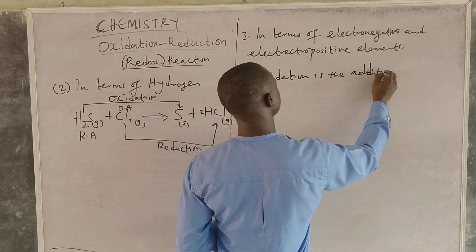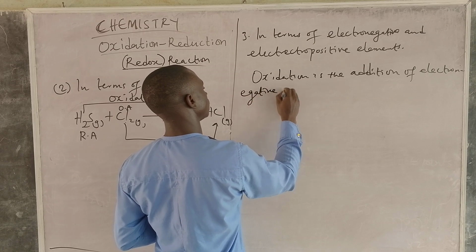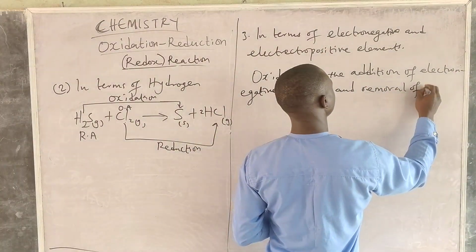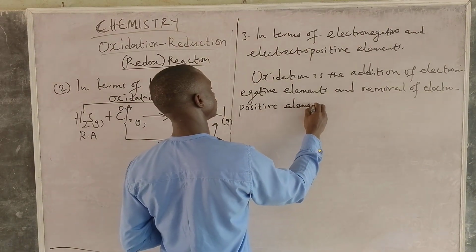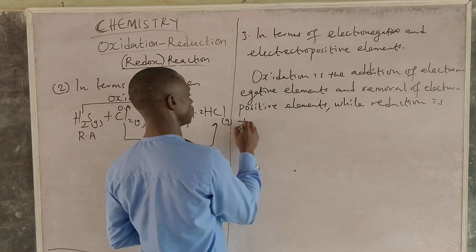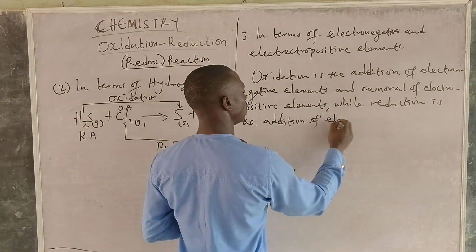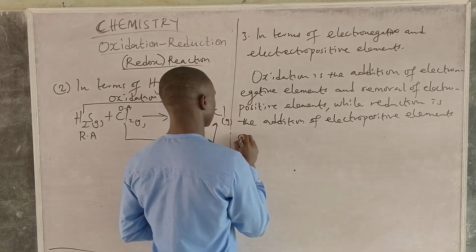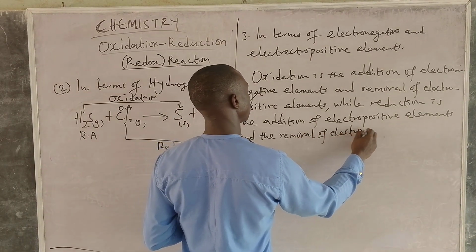as the addition of an electronegative element and the removal of an electropositive element, while reduction is the addition of an electropositive element and simultaneously the removal of an electronegative element. So it's just the reverse of oxidation.